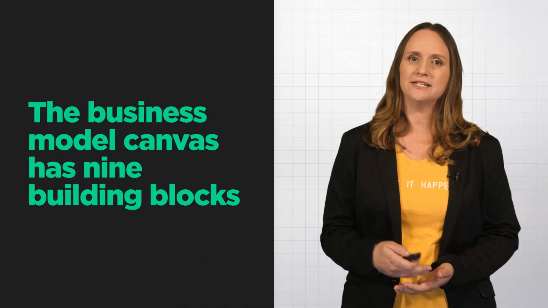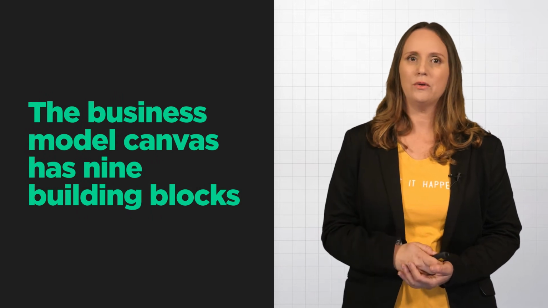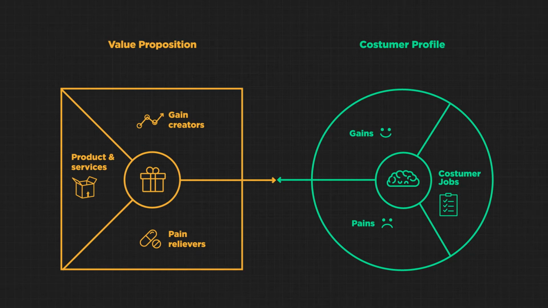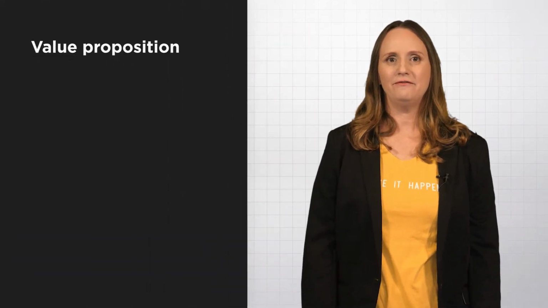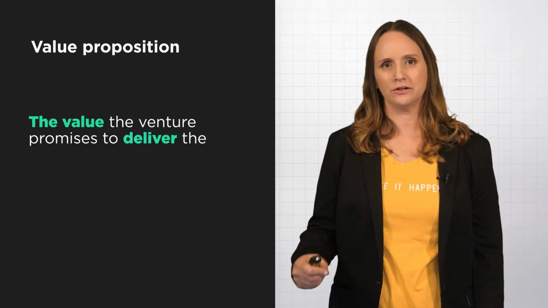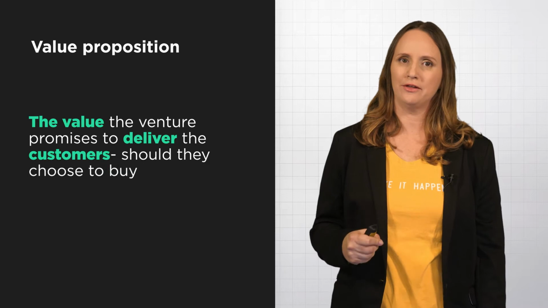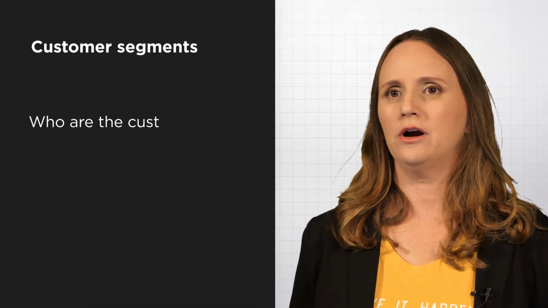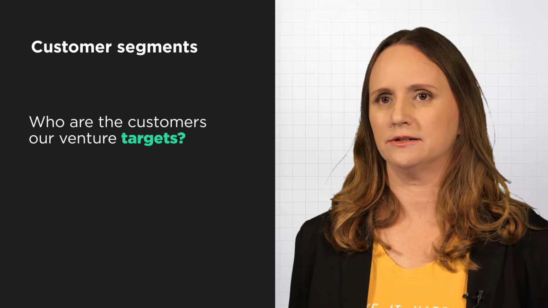The Business Model Canvas has 9 building blocks. We will now go over them one by one. The first 2 building blocks are ones you're already familiar with from the previous unit, the value proposition and the customer segments. Let's do a quick recap. The value proposition refers to the value a venture promises to deliver to their customers should they choose to buy their product. The customer segments are the customers that our venture targets.